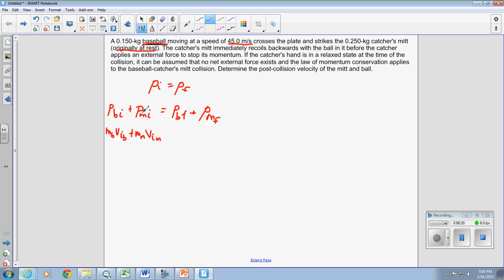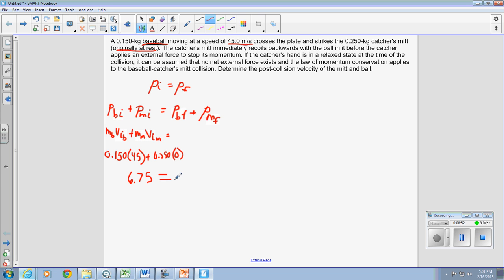And that's because momentum is equal to mass times velocity. Calculating 0.15 times 45, because that's the velocity of the ball, and 0.25 is the mass of the mitt, times 0, we get 0 for our initial momentum of the mitt, and our total momentum before is equal to 6.75.